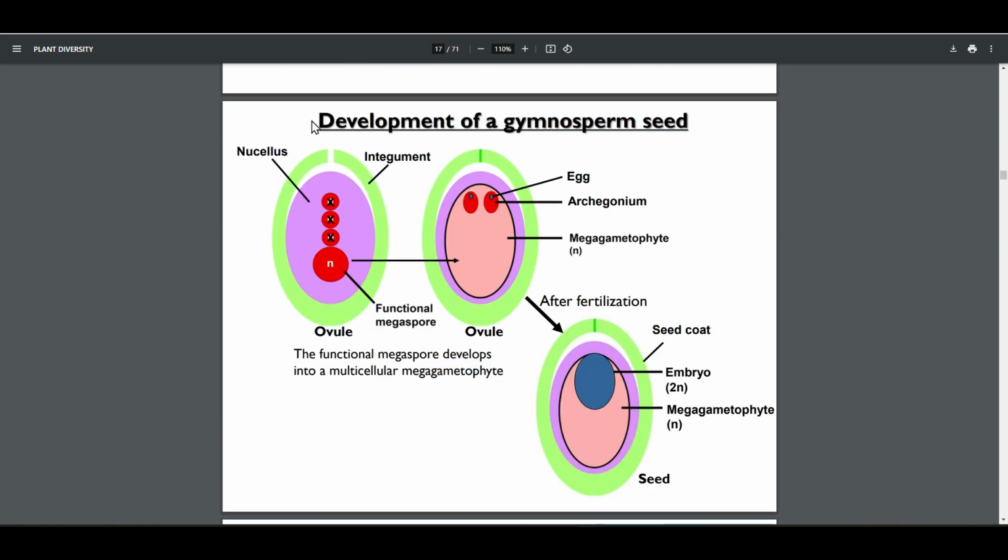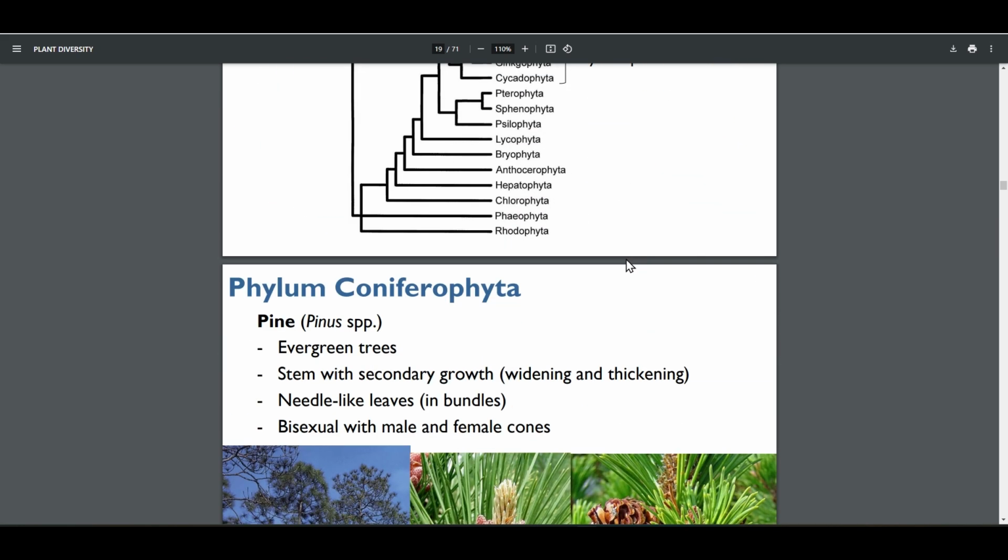So the general seed plant development, we have the ovule. After fertilization, actually no. The megaspore will develop into a megagametophyte with 2 or 3 archegonia. Later we'll talk about that, and the egg. When the male gamete fuses with the egg, it will form an embryo, and the megagametophyte is still there. Okay, so now conifers.